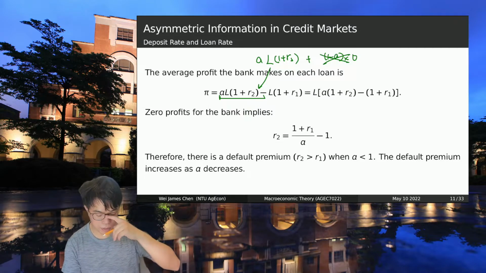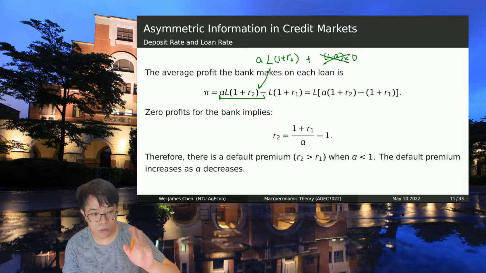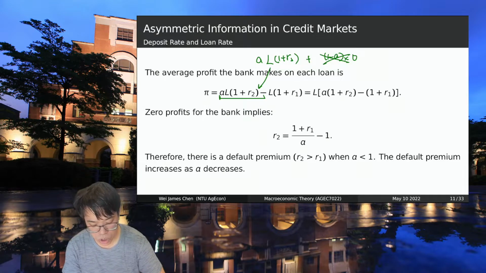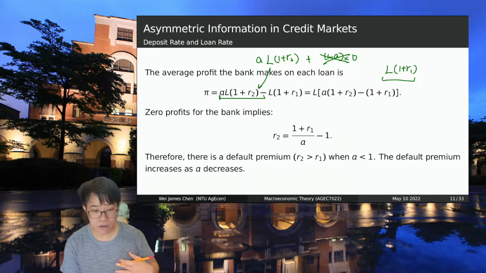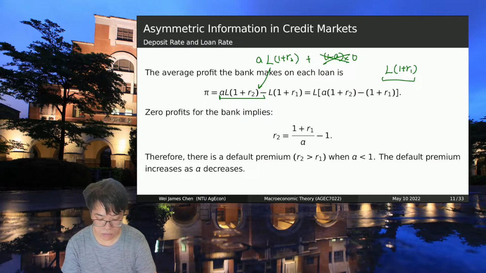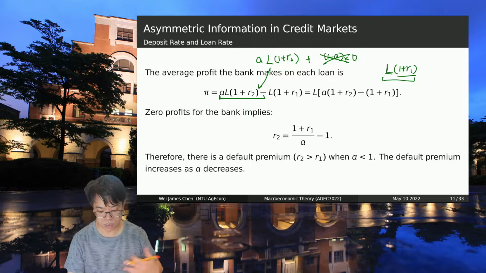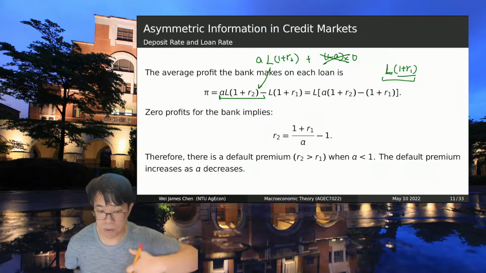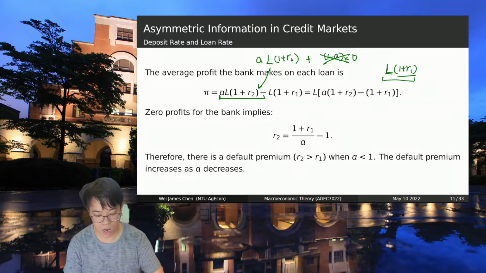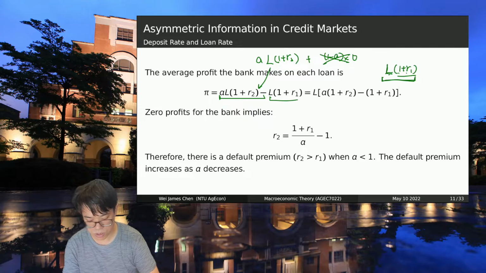And the money that I lend out, total is L, and my cost is this, right? Because no matter the proportion of people I lend to who will pay back, my opportunity cost will be exactly the amount that I lend out times the borrowing interest rate R1. I need to borrow this money from other people to lend it out, right? So the cost that I need to pay other people back is L times 1 plus R1. So this is this.